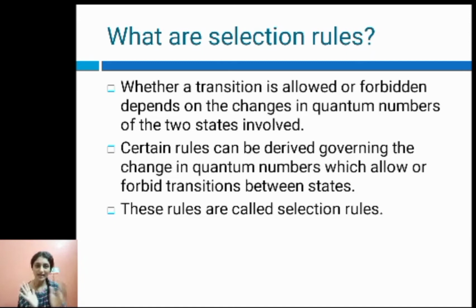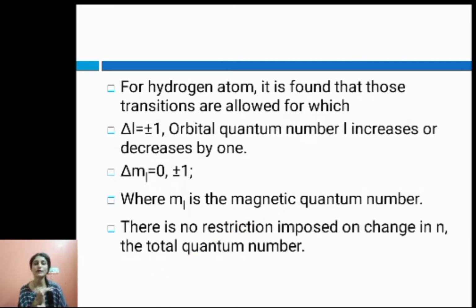n can have any value, but when we talk about the value of l and m_l in the case of the hydrogen atom, it is found that only the transitions are allowed for which the change in orbital quantum number l is plus minus 1. So orbital quantum number l increases or decreases by 1. That is the first selection rule. And second is the change in magnetic quantum number. It should be 0 or plus minus 1. So delta m_l is 0 or plus minus 1, where m_l is called the magnetic quantum number.